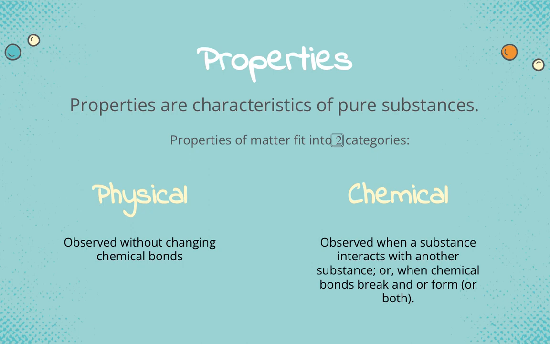So the properties of matter fit into two categories: physical properties and chemical properties. Physical properties are observed without changing the chemical bonds within those particles. Chemical properties are observed when a substance interacts with another substance, or when a chemical bond breaks and or forms, or both.